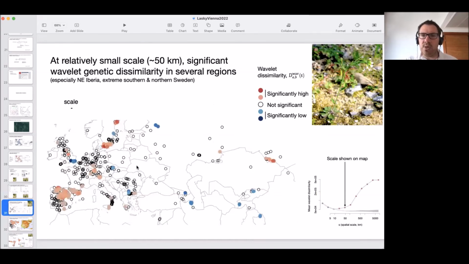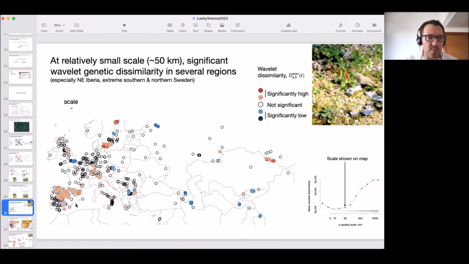And then we can also look at the individual locations that are sampled across the whole study globally and look for regions where we see distinct patterns. And one of the things that we pick up, for a still fairly small scale, is that sorghum were more significantly less dissimilar than expected. In Arabidopsis, we see a few regions that stand out. Northeastern Iberia is significantly more dissimilar than expected at that scale, also northern Sweden.